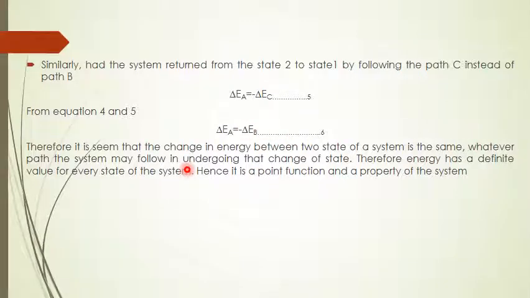Therefore it is seen that the change in energy between two states of a system is the same, whatever path the system may follow in undergoing the change of state. Therefore energy has a definite value for every state of the system. Hence it is a point function and a property of the system, because energy depends on the end states of the system, not on the path followed by the system. That is the reason why we can call energy a property of a system.